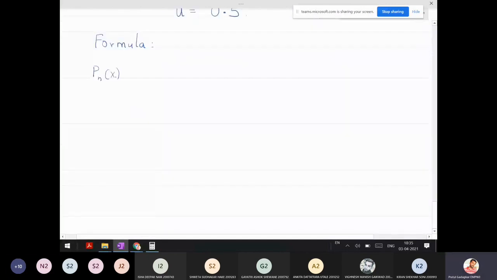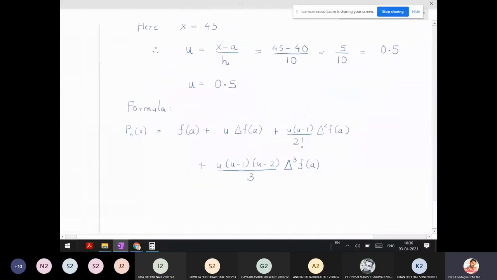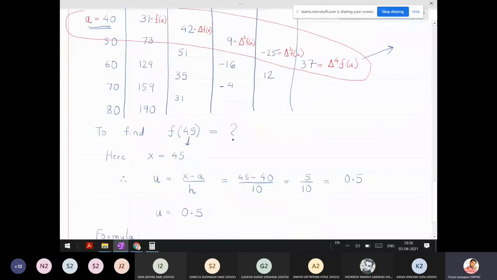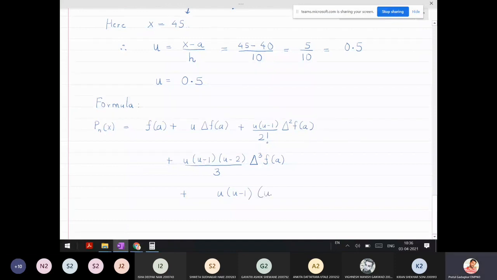So P of x is equal to f of a plus u times delta f of a plus u into u minus 1 upon 2 factorial delta square f of a plus u into u minus 1 into u minus 2 upon 3 factorial delta cube f of a. Do I need to write the next term? Go ahead, look in the table. You need up to delta raised to 4, isn't it? So it will be plus u into u minus 1 into u minus 2 into u minus 3 upon 4 factorial delta raised to 4 f of a.